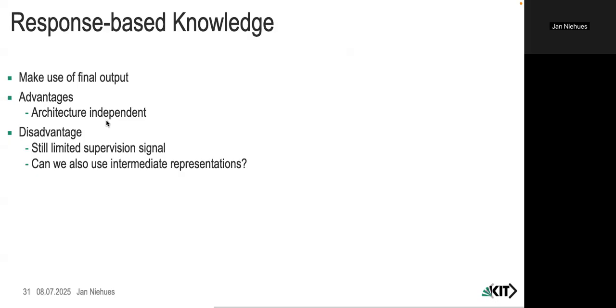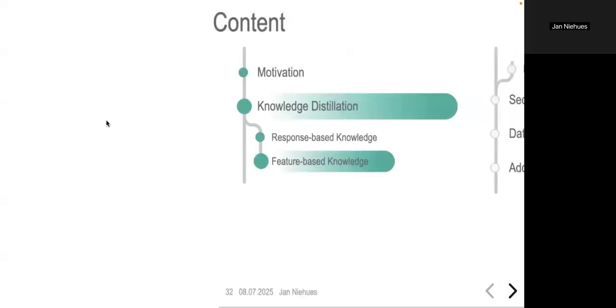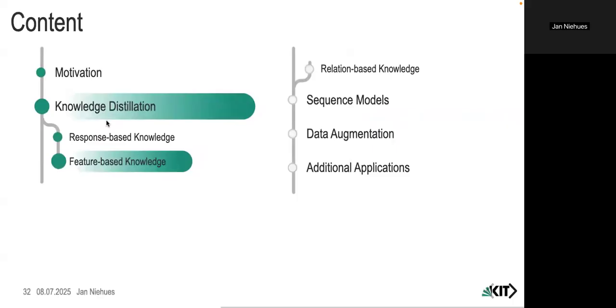But still, we only have the supervision signal at the end. And we already said at the beginning, it might be better that we're not only getting the signal at the end, but also getting in-between signal. And we want to look at the so-called feature-based knowledge distillation now as our next step.